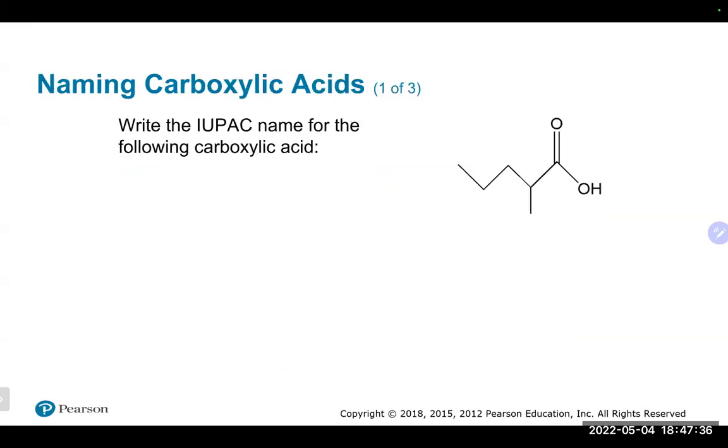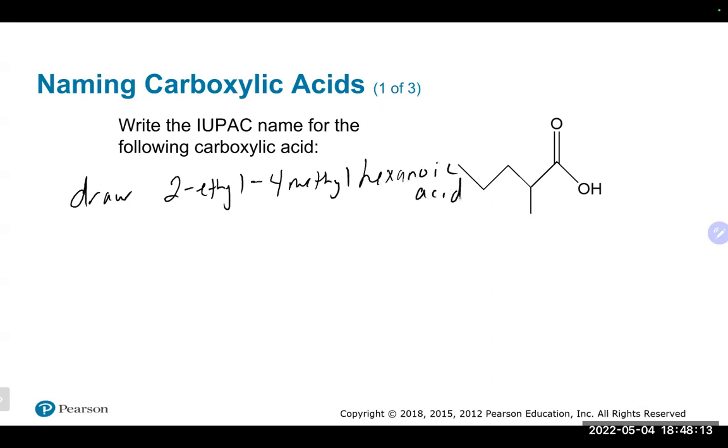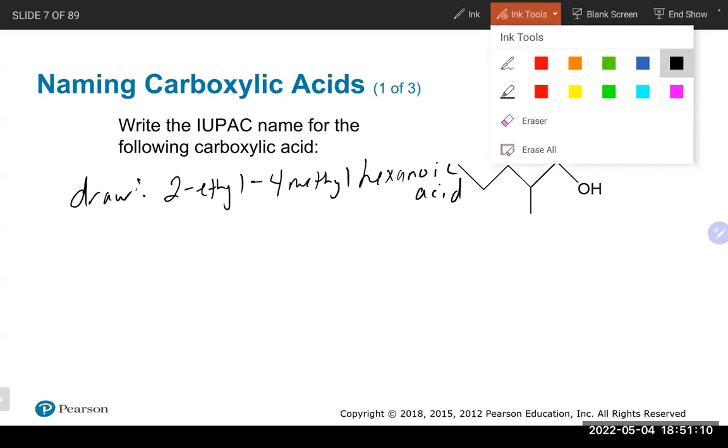All right, so write the IUPAC name for this guy. And why don't you draw, what do you want to draw there? Why don't you draw 2-ethyl-4-methylhexanoic acid. Okay, look, we'll start with the one that we need to name.